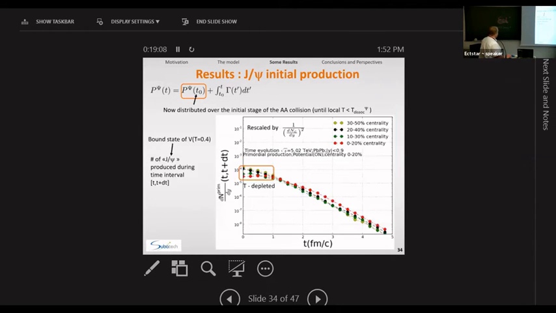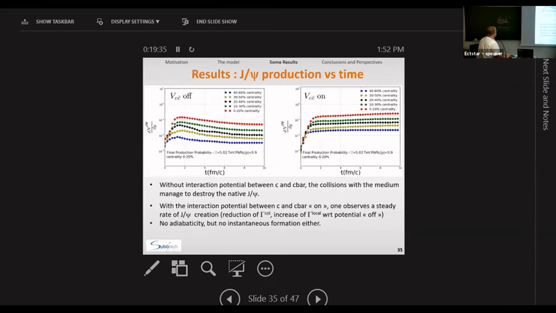In order to better understand this phenomenon, what we did is that we rescaled this primordial production by the square of the number of c quarks. And here, clearly, you can see that indeed, at initial times, we have this effect of temperature depletion, while later on we get roughly the same production, and we even get, after rescaling, a bit more production in the central collision. So now I go directly to the total production over time.